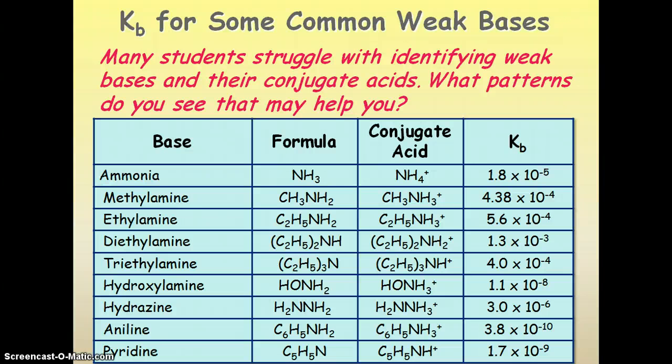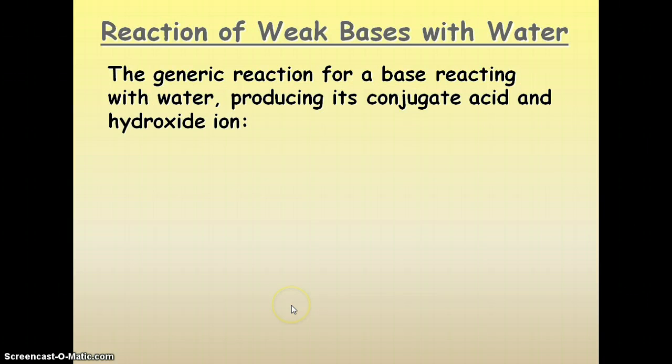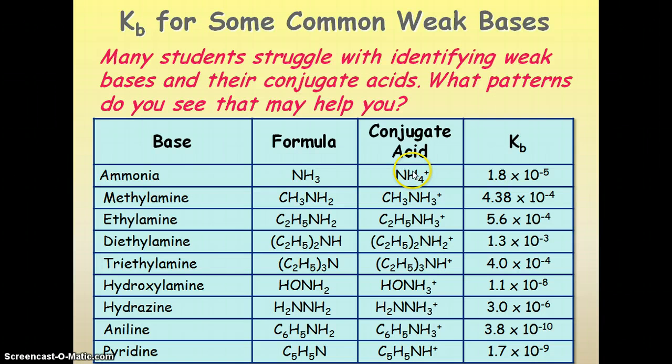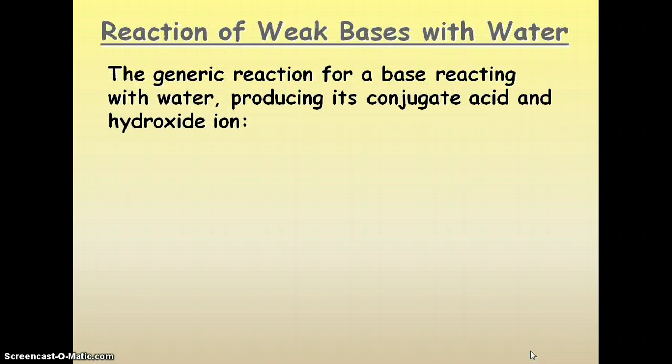Now here are some common weak bases. A lot of people have a hard time with identifying weak bases and their conjugate acids. Here's something that should help you. If you notice, all of the weak bases given here have nitrogen and hydrogen associated with them, because that's a big hint there. And you see that every single one of them has a plus sign when they have the conjugate acid, so they gain that H plus. All have small Kb values, so 10 to the -3 to 10 to the -10, so all really small.